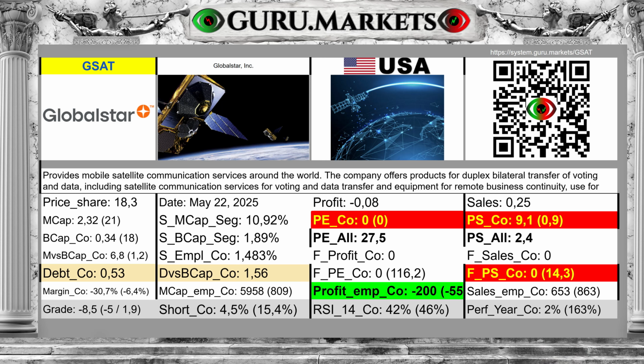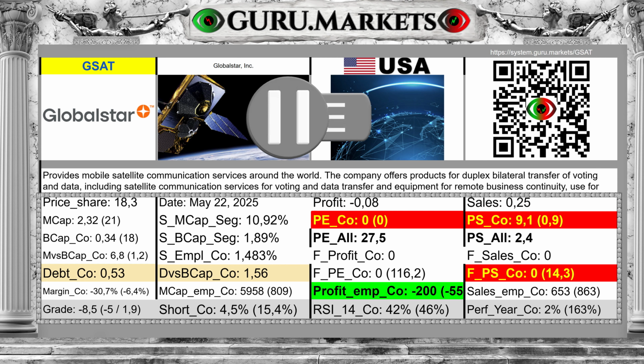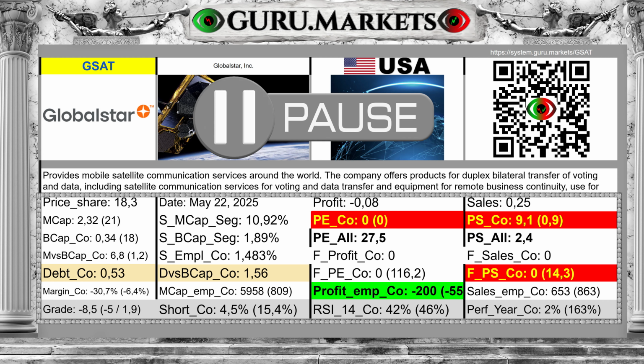Let's start with the company's summary data. A little further, we will study each indicator in more detail. If you want, you can put a stop. You can look at all the corporation's indicators carefully.